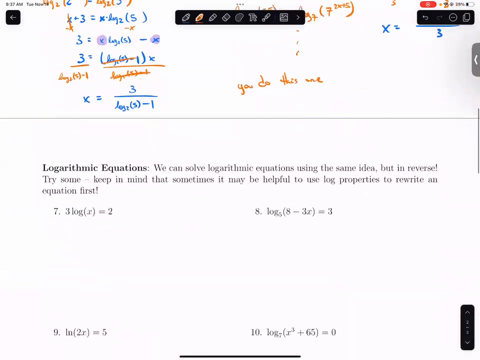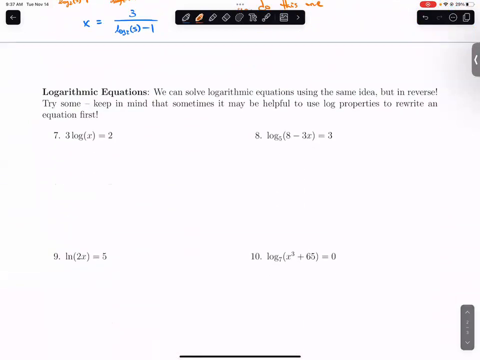Let's take a look at the back, where instead of starting with an exponential, we're starting with a log and trying to solve. If we're starting with a log and trying to solve, what do you think we're going to need to do? How do you think this is going to go generally? Do the same thing, just go in the other direction, in the other order. The way to get rid of a log is going to be to use an exponential.